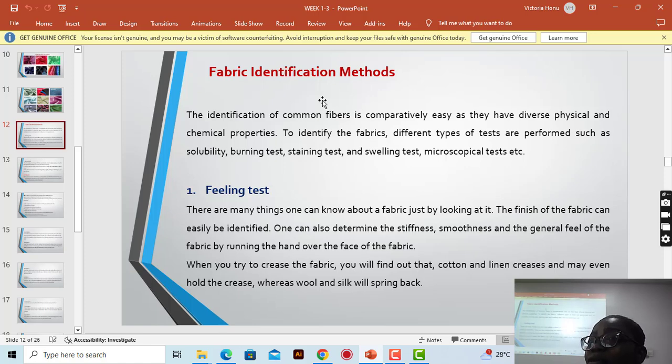Which fibers have been blended, or which particular fiber has been used in making this paradise satin? Is it a cotton blended with linen, or is it rayon and nylon, or is it only a cotton fabric? So the method that we use will help us know the fibers that have been used in constructing the fabric structure. Are we okay?